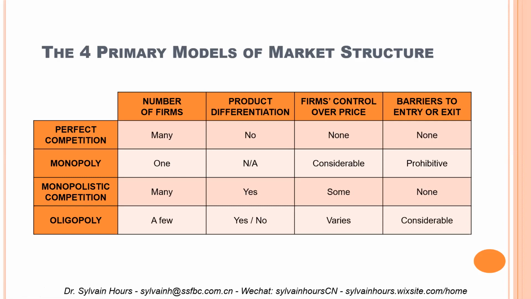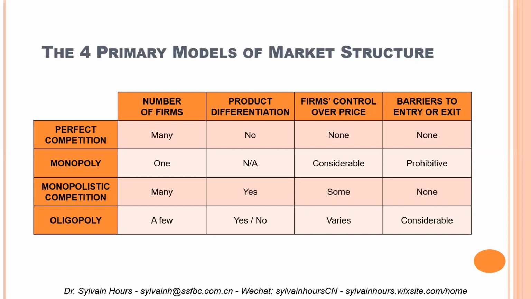The output could be differentiated or it could be homogeneous. There are 2 different models. They are what we call differentiated oligopolies, and homogeneous oligopolies. The extent to which firms have control over price depends on many parameters.